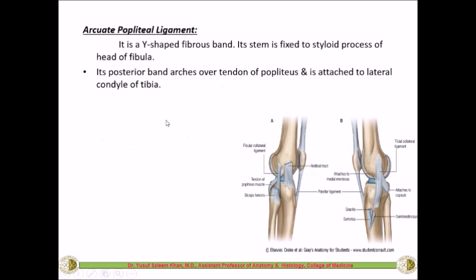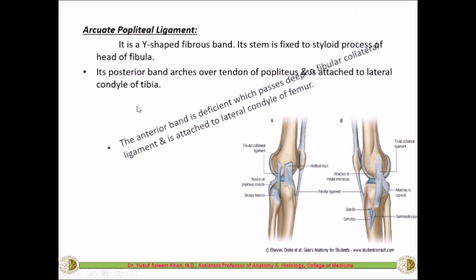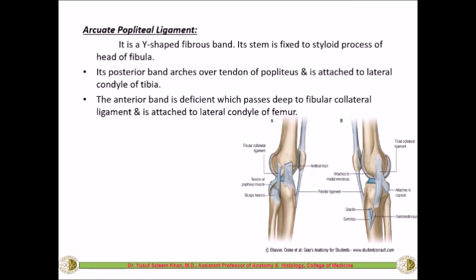Its posterior band arches over the tendon of the popliteus and is attached to the lateral condyle of the tibia, and the anterior band is deficient, which passes deep to the fibular collateral ligament, and it is attached to the lateral condyle of the femur. So this is how the arcuate popliteal ligament is present.